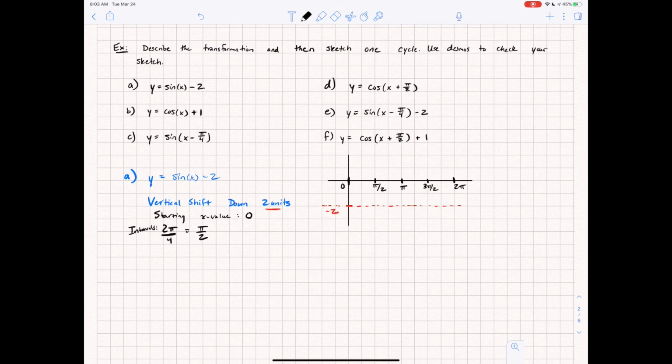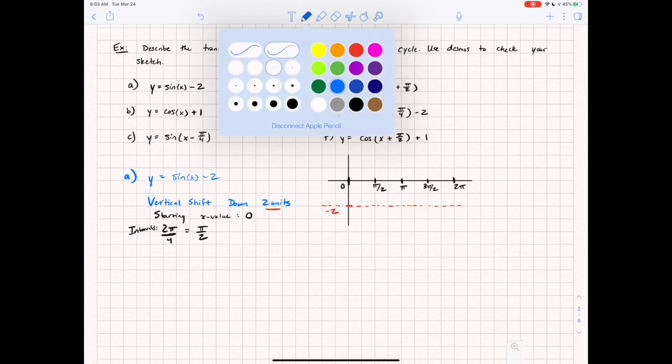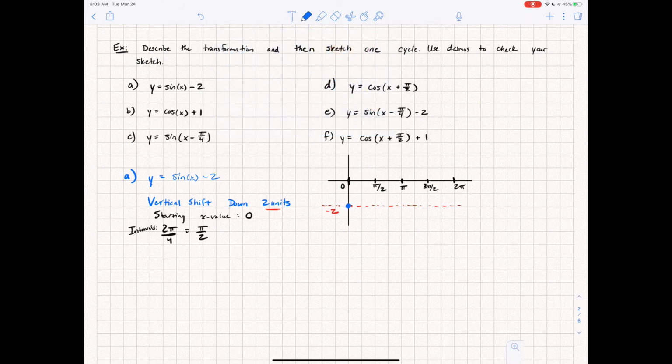And so now I want to create my sketch for sine. Sine always starts on the midline, so I know I'm going to start at -2. And then at the next dash mark, I'm going to hit my highest point, which is 1 step higher. And then I have to come back to the middle, go down to my lowest point, and then back to the middle. And now I can connect the curves. And here's 1 cycle for sine of x minus 2.